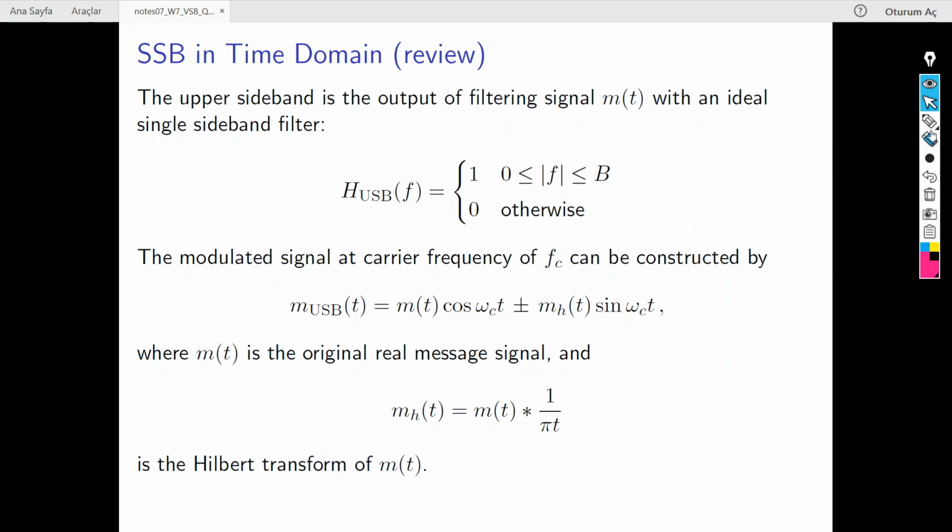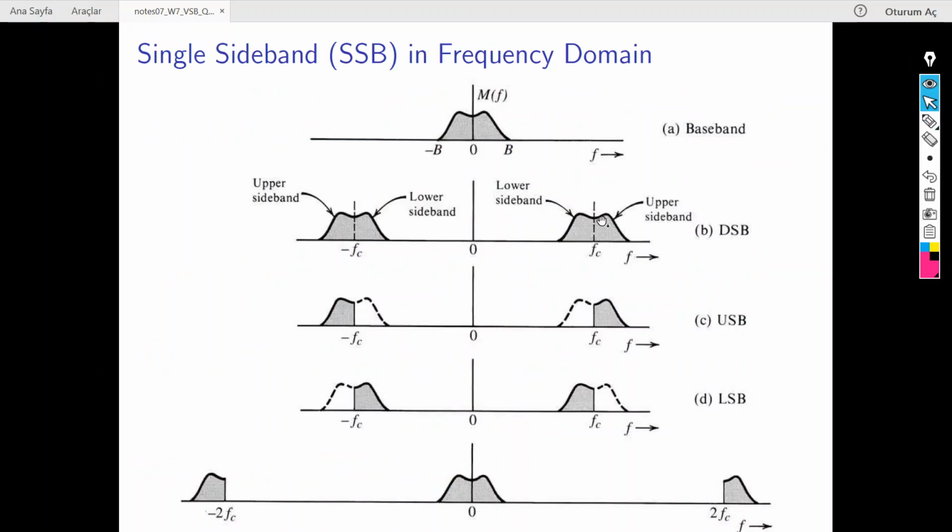Now, these are a repetition of what I said earlier, explained on the side, but we will go over them to make sure that we didn't miss anything and you understand it. You have an opportunity one more time to make sure you are digesting all the information I gave you. The upper sideband is the output of filtering the signal M of t with an ideal single sideband filter. We agreed on this. This is the output of the filter, and this filter is ideal, because you have a sharp edge here. Okay?